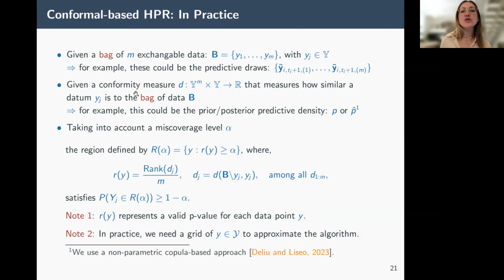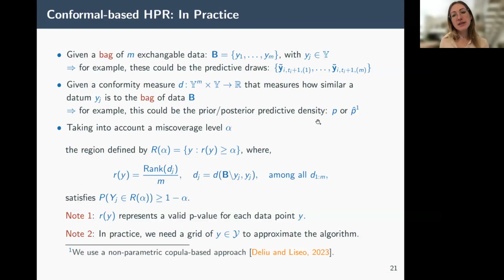Then we need some sort of conformity or non-conformity measure, which is basically a measure that measures how similar is one of the draws or one datum here to the bag itself, so to the other set of the data that we are given. So for example, as this measure, we use the posterior or prior predictive density.